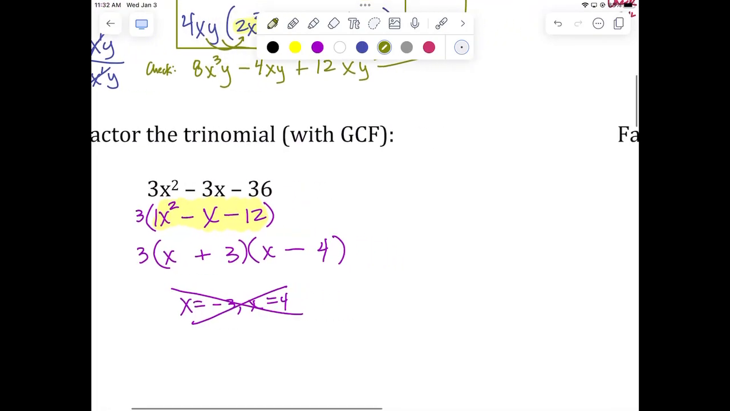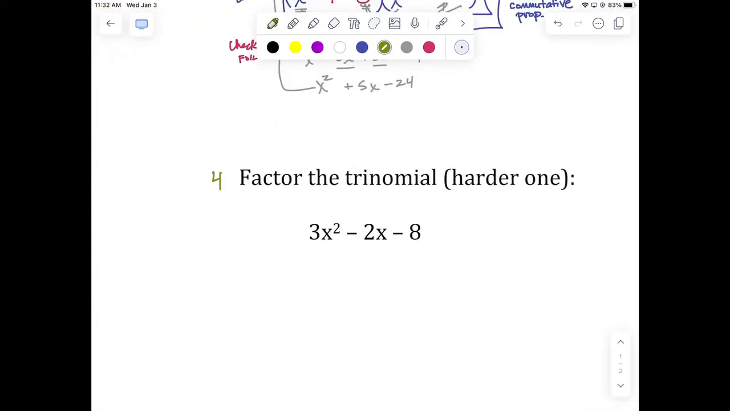All right. Number 4. Factor the trinomial. Harder one. Does that influence you when you read that? You're like, oh my gosh, now I'm starting to get nervous.